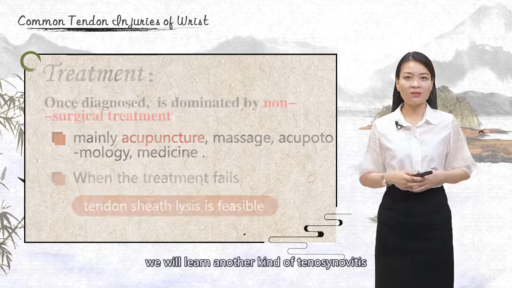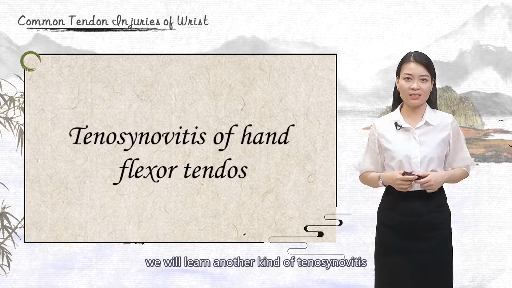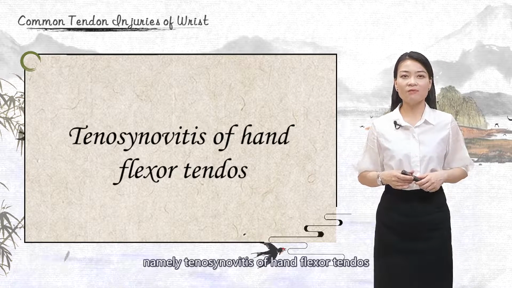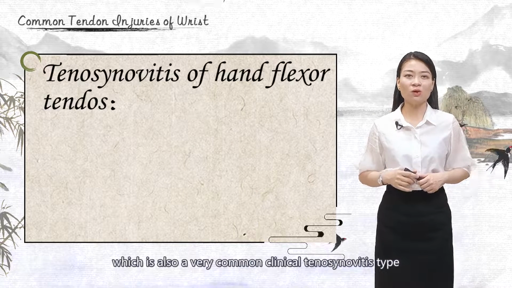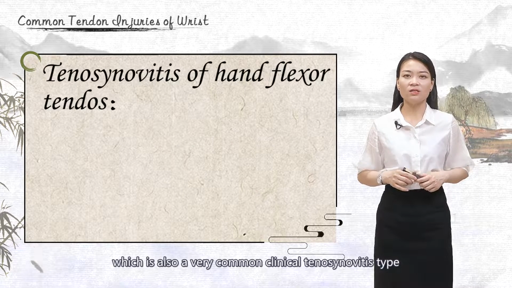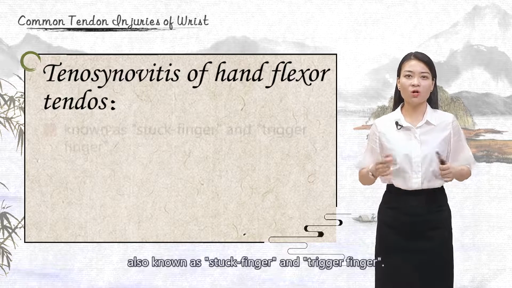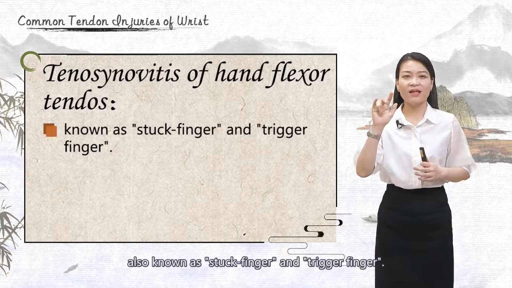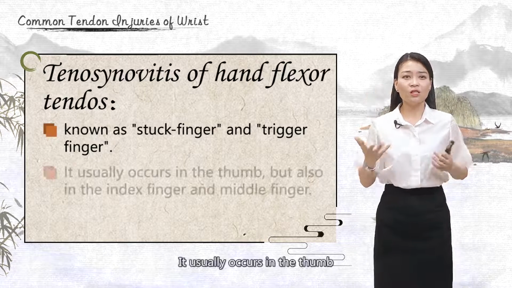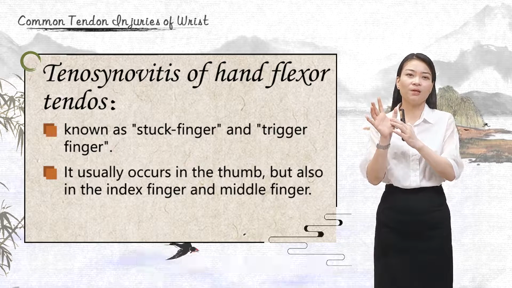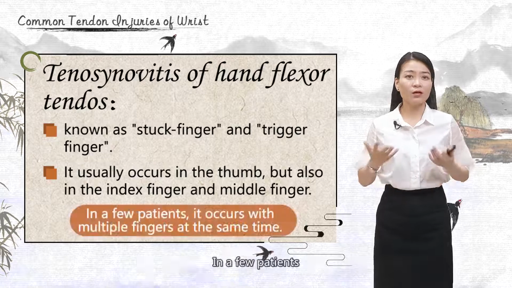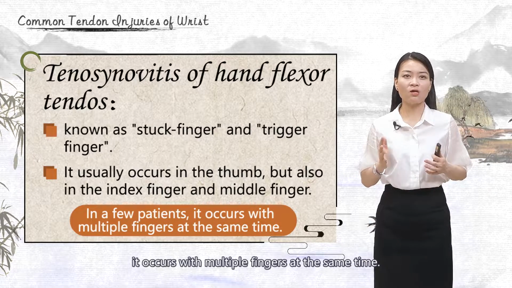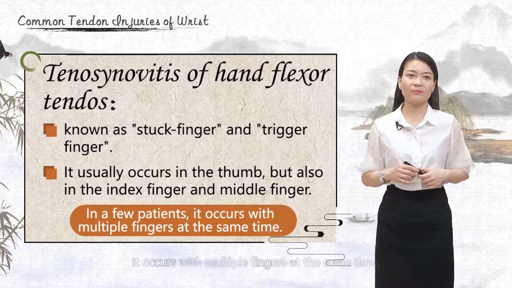Next, we will learn another kind of tendinosynovitis, namely tendinosynovitis of the hand flexor tendons, which is also a very common clinical tendinosynovitis type, also known as stuck finger and trigger finger. It usually occurs in the thumb, but also in the index finger and middle finger. In a few patients, it occurs with multiple fingers at the same time.